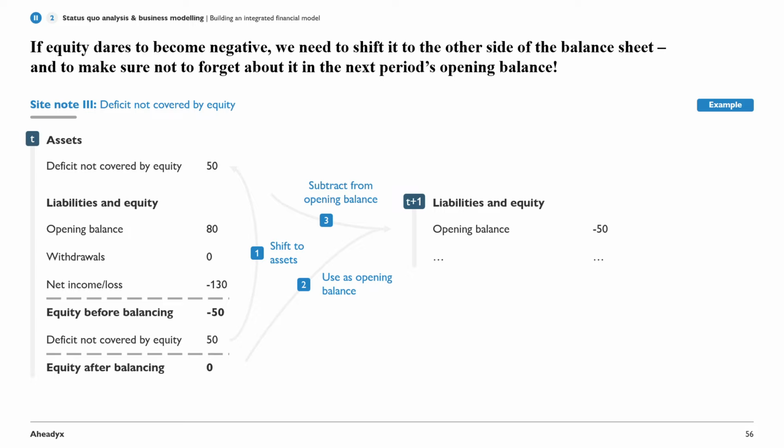Next, let's have a closer look into deficit not covered by equity. So here I just wanted to go over this again because it's special, as it's a balance sheet item that in fact kind of becomes negative. But to tolerate this, we need to shift it to the other side of the balance sheet.